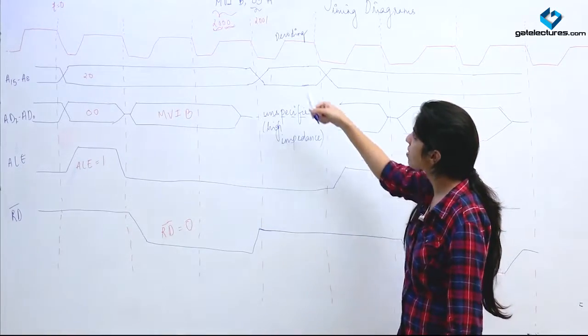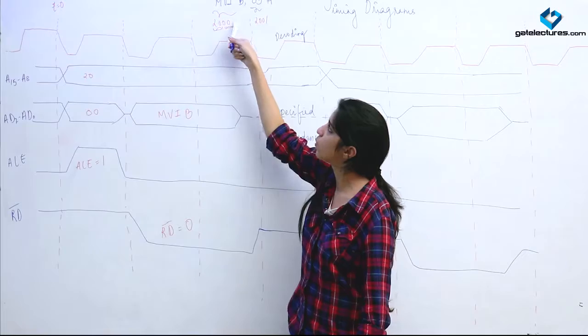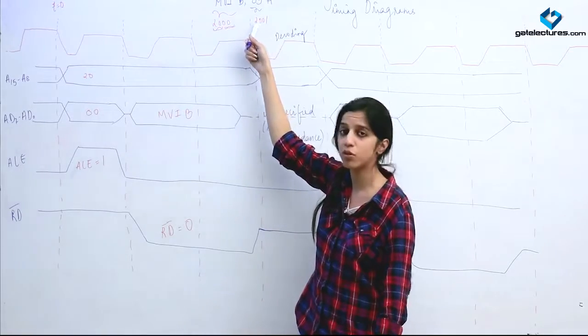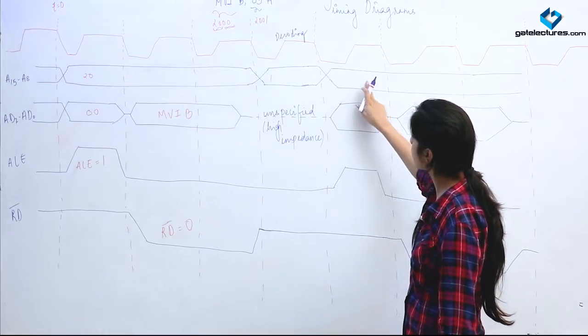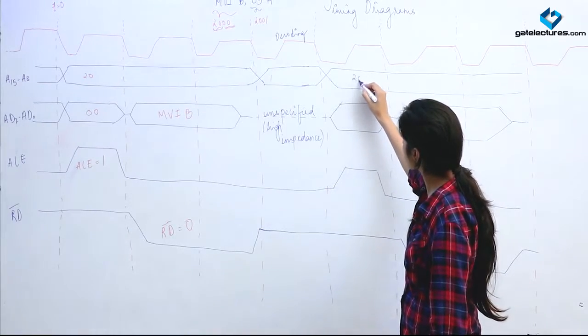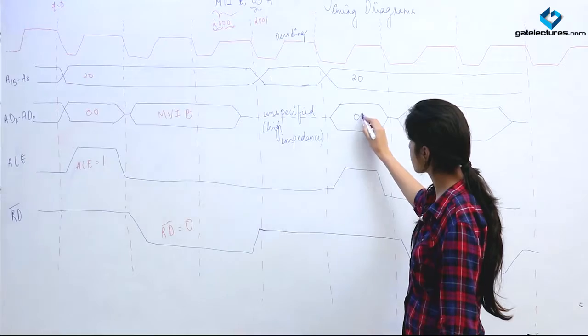Now when we are done with the memory location 2000, we move on to the next location, which is 2001. So now again what is going to be loaded here? Here we are going to have 20 and in this we are going to have 01.